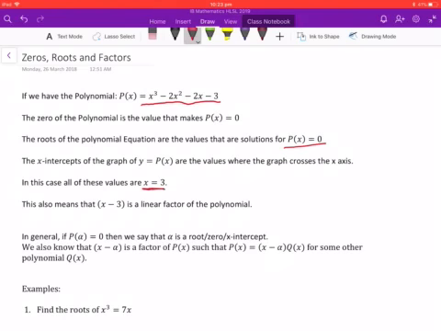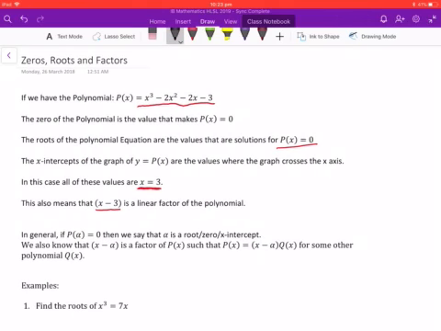Now, in this particular case, one of the values is x equals 3. We know that if x equals 3 is a root of the equation, or a zero of the polynomial, then we also know that x minus 3 is a linear factor. Now, here's a little technique. Just as an exercise, if one of the linear factors is x minus 3, then the other factor has to be x squared. This is kind of long division without doing the long division.